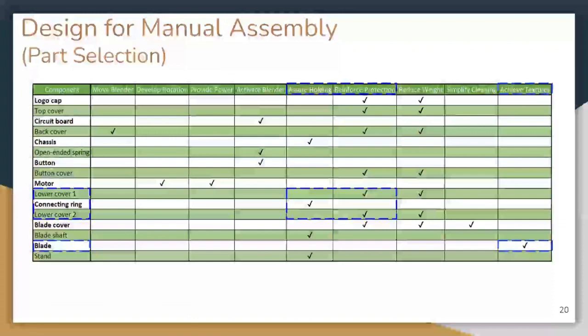Here at the bottom, we can see that combining the two lower covers and the connecting ring will assure holding and also reinforce protection, but with one part instead of three. And with the redesign of the blade, we'll be able to achieve the same function, which is to achieve textures, but with a lower assembly cost and time.